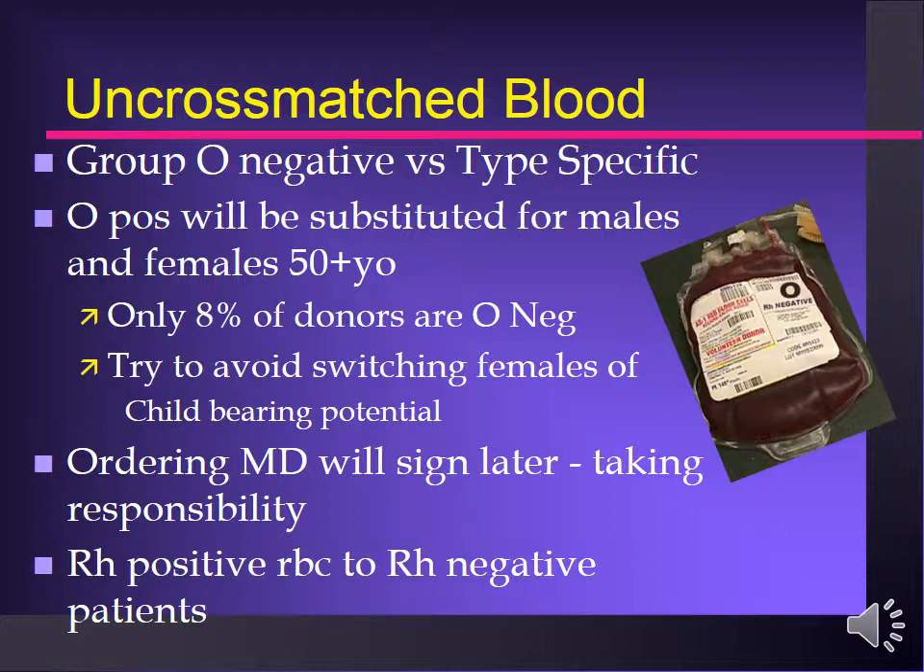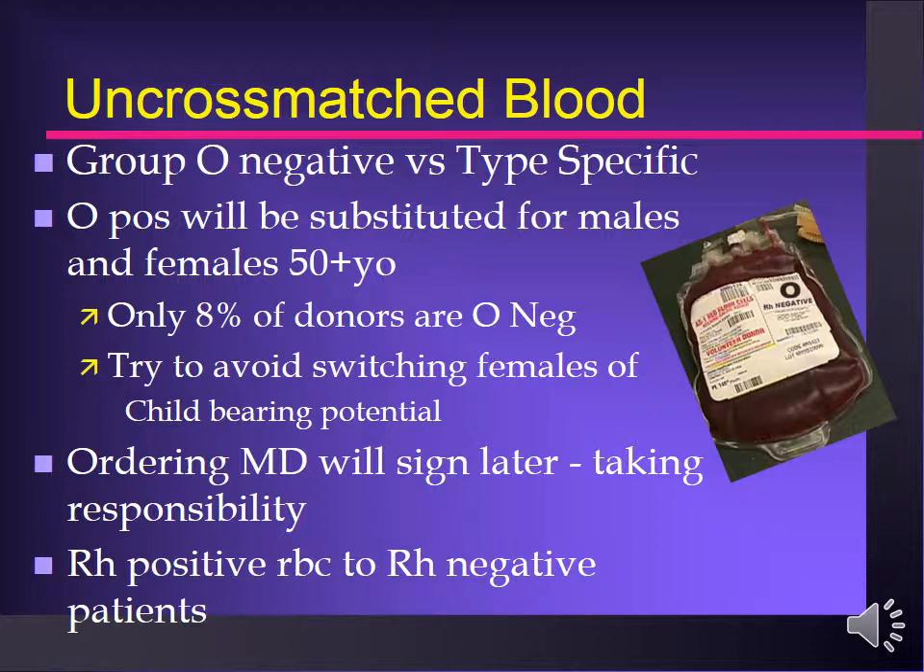Let's move on to uncross-matched blood. You're probably familiar with giving O-negative red cells to patients when we don't know their blood type. Once we know their blood type, and it's been tested by 2 different techs from a properly labeled sample, we may give you type specific. Type specific is still uncross-matched because the antibody screen has not yet been completed.